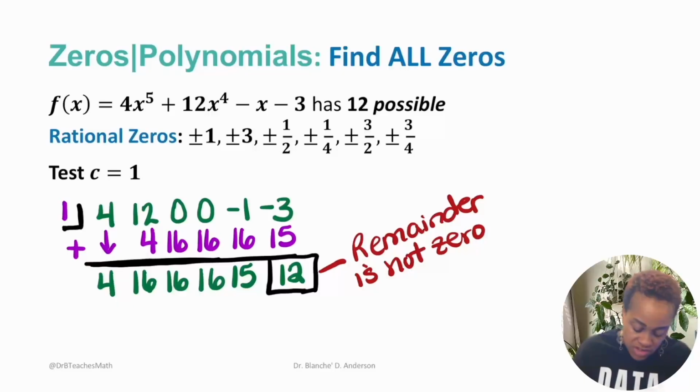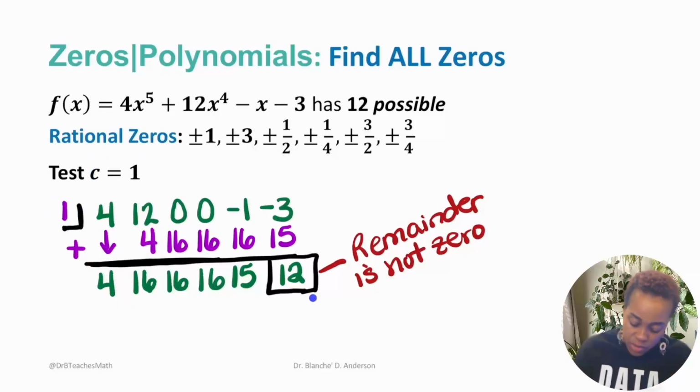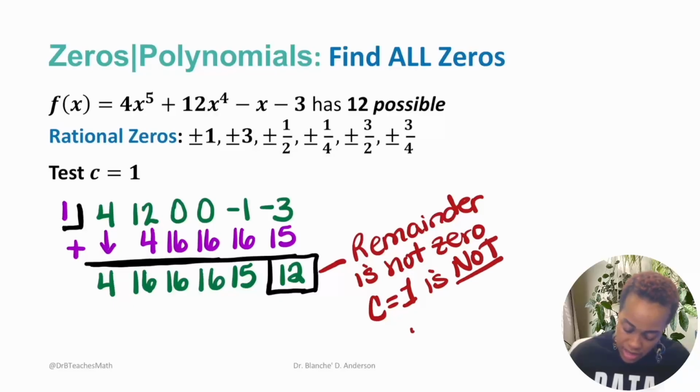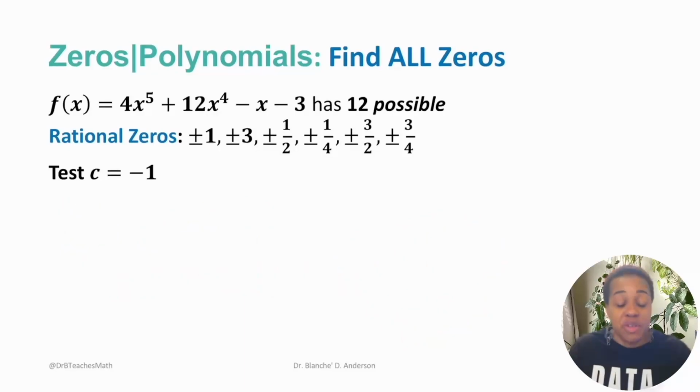So if I do this division with this root, and if I end up with a remainder of 0, then we know that this root is a factor, but this one is not a factor. So the remainder is not 0. C equals 1 is not a factor. Okay? It is not a factor. So 1 doesn't work. So what do we do? Try another one. Now remember, we're going to go through this till we find one that works.